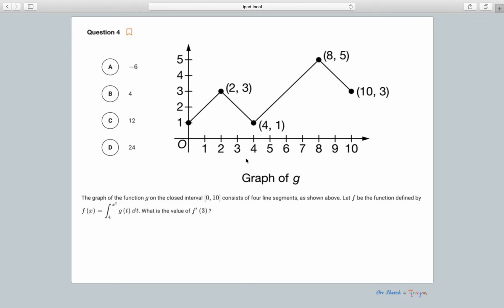Number 4 here, we're given the graph of g on the closed interval 0 to 10, and it tells us it consists of 4 line segments as shown above, and f is the function defined by f of x is the integral from 4 to x squared of g of t dt. What is the value of f prime of 3? All right, so the first thing I want to do here is generally find f prime of x.